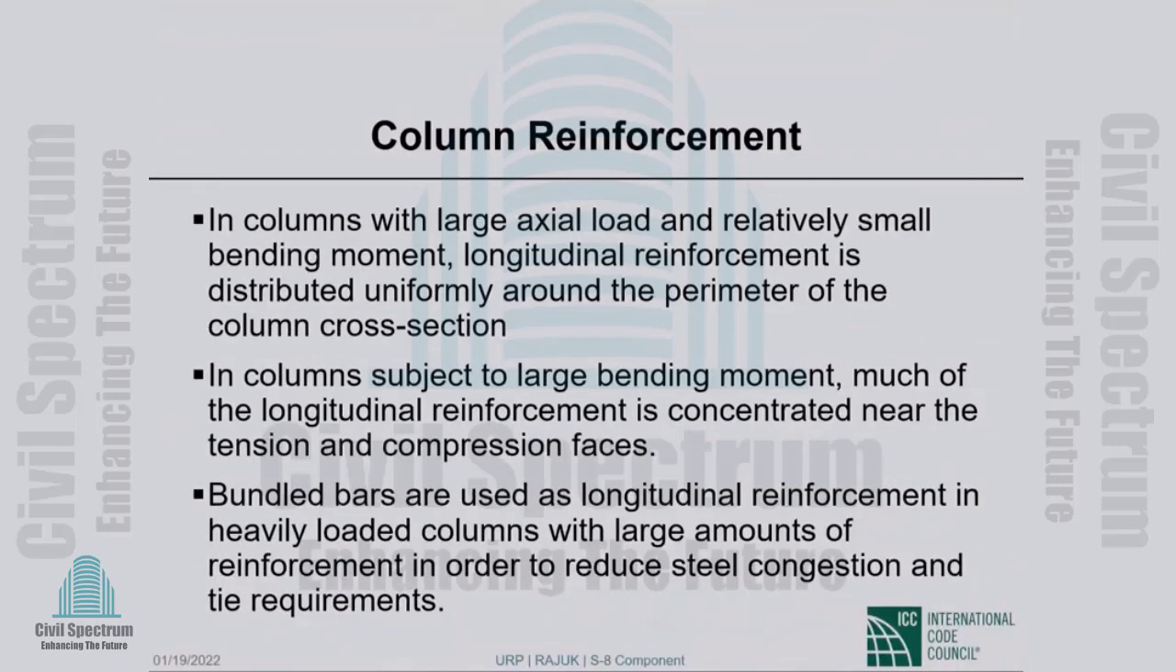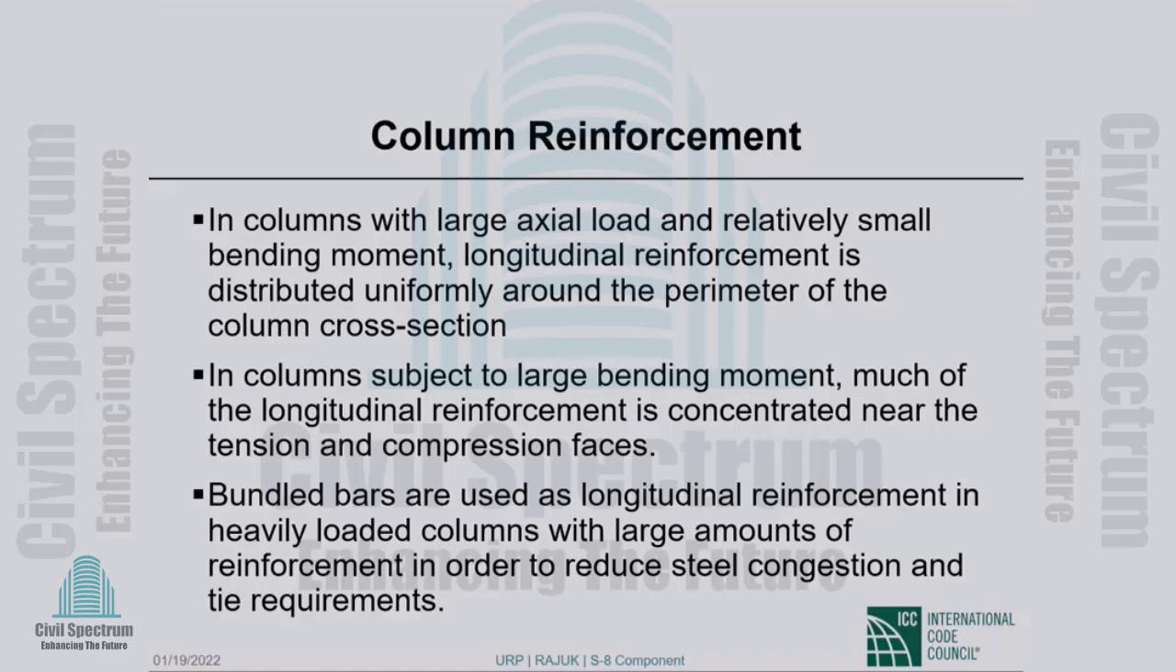In columns with large axial load and relatively small bending moment, longitudinal reinforcement is distributed uniformly around the perimeter of the column cross-section, which you know, and that is logical. In columns subject to large bending moments, much of the longitudinal reinforcement is concentrated near the tension and compression faces. This again is pretty much common sense. If bending is the main thing, then it is like a beam. You put the reinforcement on the tension and compression faces.